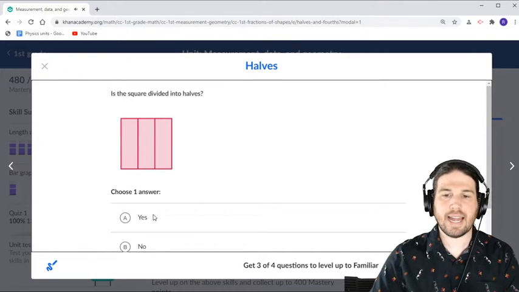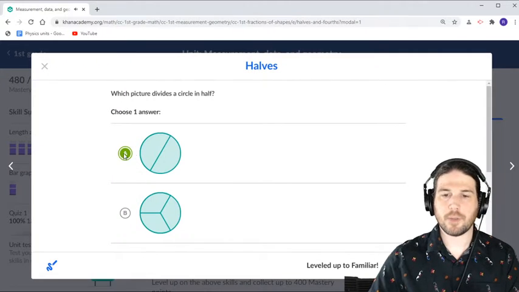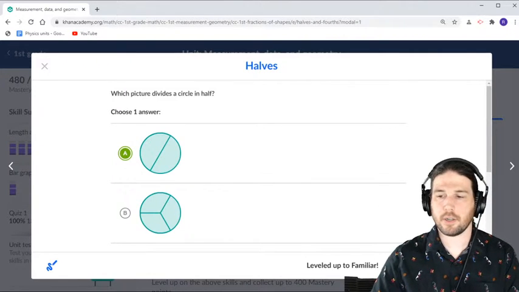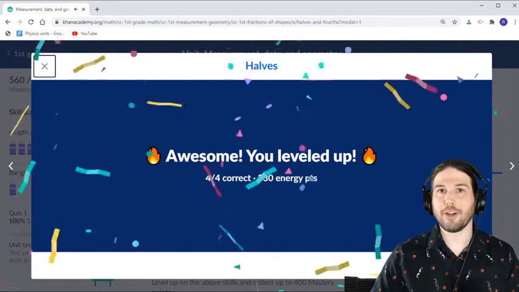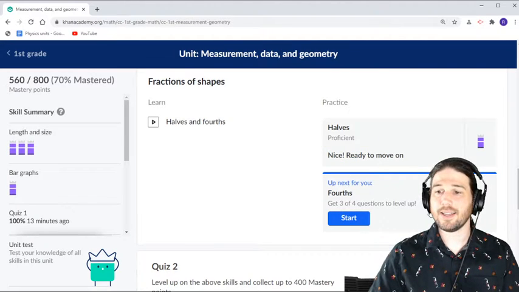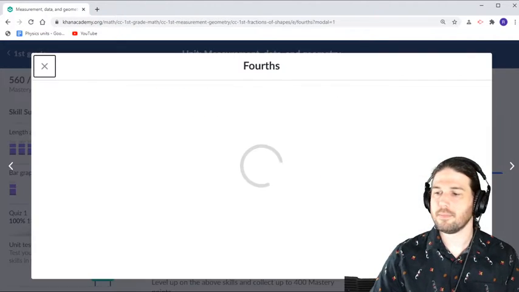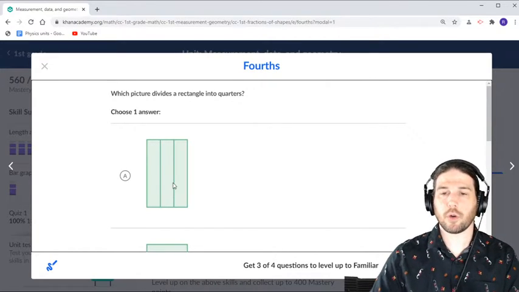Is this square divided into halves? No. Looks like thirds to me. This picture cuts it in half, B cuts it into thirds, and that's halves. So now we're going to go from the halves to the have-nots. Huh? All right, here we go with fourths, or quarters. Quarters is another good word for it.